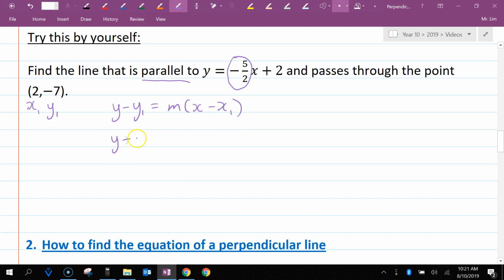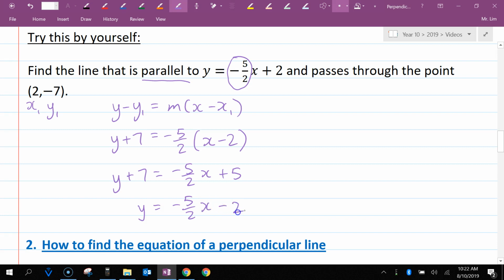So we have y minus minus 7 becomes plus 7 is equal to minus 5 over 2 bracket x minus, well, x1 is 2. We can now expand our brackets. y plus 7 is equal to minus 5 over 2x plus 5, because minus 5 over 2 times negative 2 gives us positive 5. We can now minus 7 from both sides to get y by itself. So we have y is equal to minus 5 over 2x minus 2. And that is our final answer.